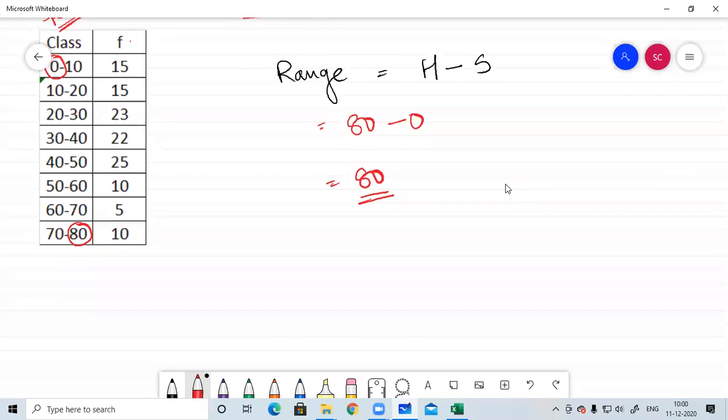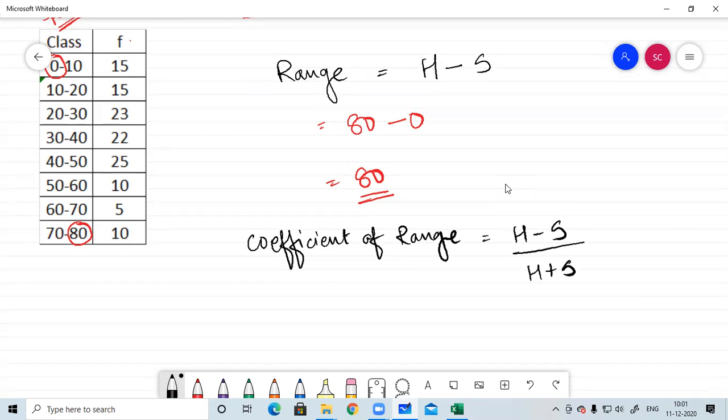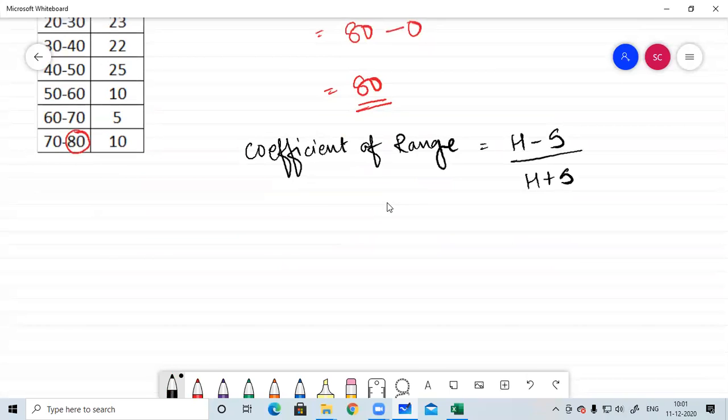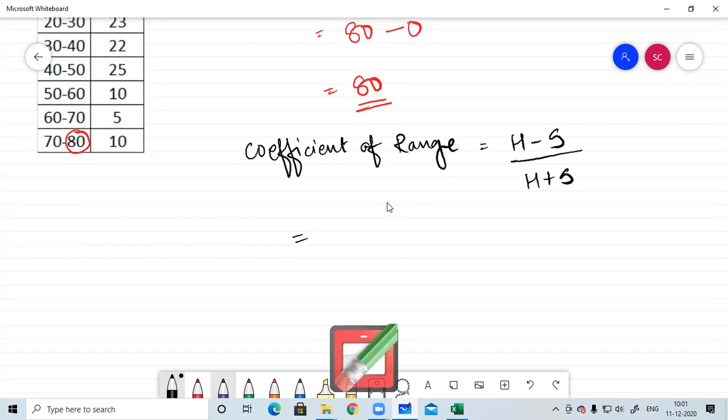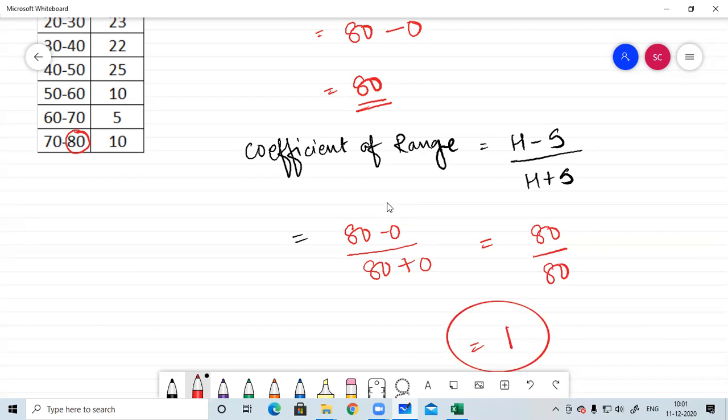Are you understanding this? Yes, sir. Moving further to coefficient of range. Under coefficient of range, our formula says H minus S divided by H plus S. So what you have to do here is 80 minus 0 divided by 80 plus 0. The answer will be 80 upon 80. So your answer would be 1. Is this clear? Yes, sir. Did you all understand range? Yes, sir. Okay.